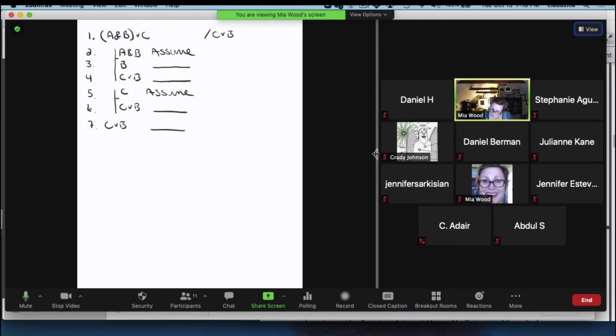Okay, so Jennifer says we got it from line 2. And so did Julianne. Beautiful, guys. And you also both said that the rule that justifies it is conjunction elim. Wonderful, right? So what we did was we pulled B down from A and B. How about line 4? And one of the reasons why we might have trouble with the move that gets you to line 4 is we kind of feel like it's a cheat.